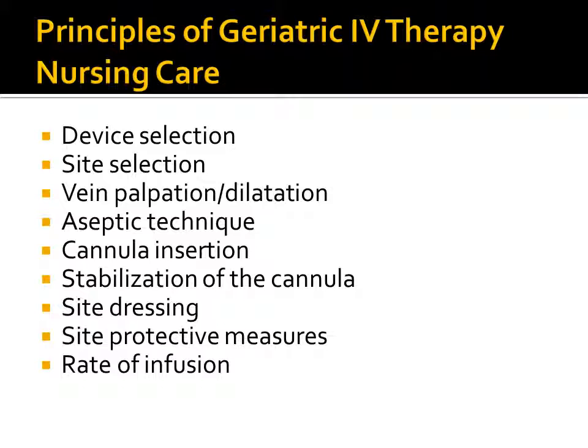Aseptic technique is crucial with IV therapy, no matter what the age of the patient. So hand washing is very appropriate and proper disinfection of the site. With cannula insertion, the required angle of insertion is over 5 to 15 degrees because of diminished subcutaneous tissue that results in the veins being more superficial. Always make sure that you apply appropriate skin traction below the projected insertion point. The direct method of venipuncture is often the most appropriate.